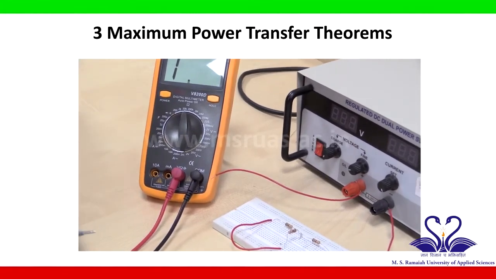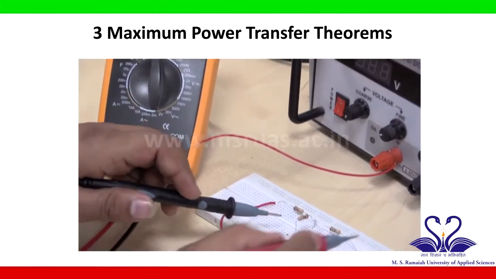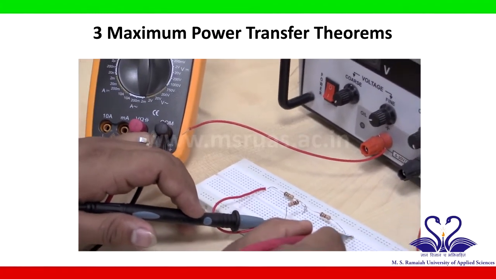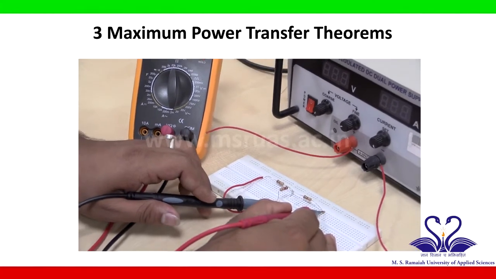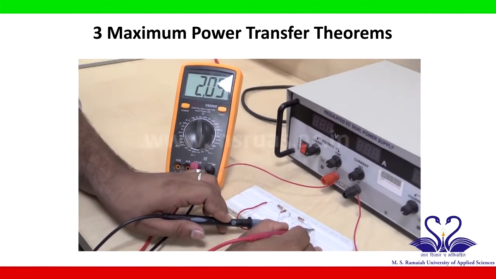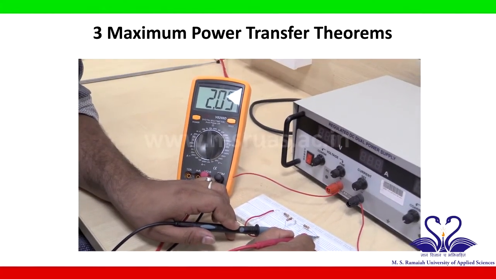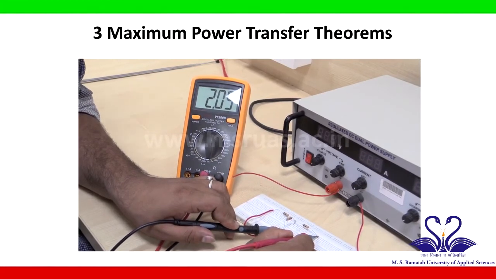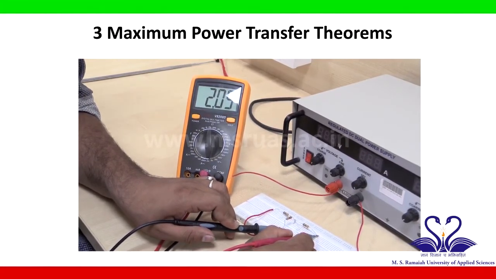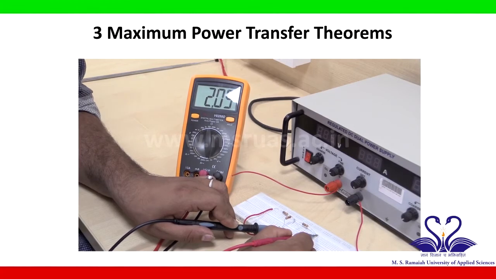Thevenin's resistance is measured across the load terminals, the open circuited load terminals. The Thevenin's equivalent resistance is shown as 2.05 kilo ohms. Practically the value, theoretically, is 2.1 kilo ohms. The variation in this value is because of the tolerance present in the resistors.